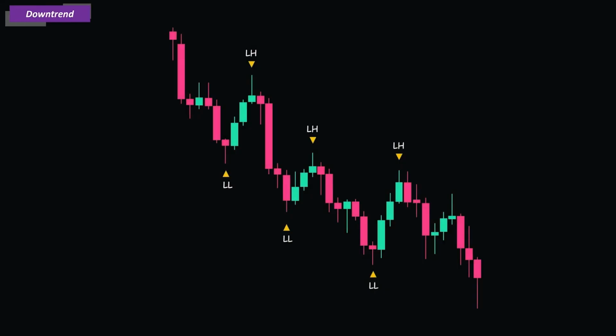Similarly, in a downtrend, it's the opposite. The market makes lower lows and lower highs while respecting swing highs. We consider this a downtrend and look for selling opportunities as long as price stays below the previous swing high.